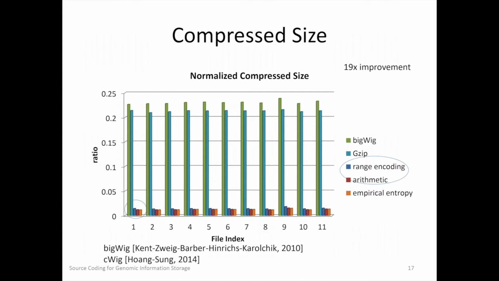One work that we didn't compare with is the recently published work called CWig, which also compresses Wiggle files. According to their paper, CWig has about 3.5 times improvement in code rate.